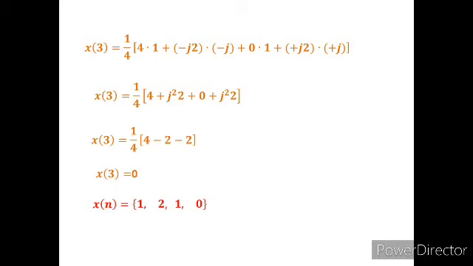So the final value we got for the second value is x of n is 1, 2, 1, 0. This is how we have to find the IDFT, and the final value of the IDFT is x of n is equal to 1, 2, 1, 0. Okay, so like this, we have to solve the problem.